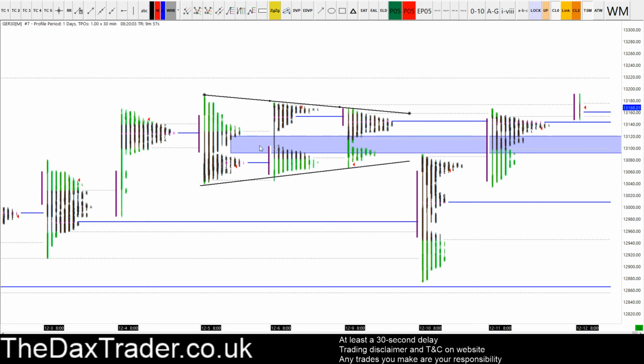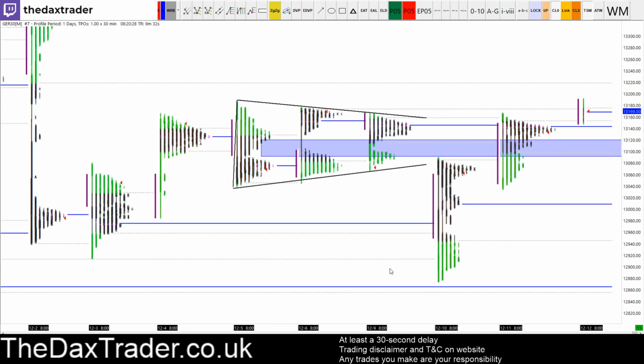But once we had this compression here and we broke out of that compression, often what you can do when you see these particular situations is measure the base. That will be the distance between these two. You can extend that, break, target. It actually overshot that target, but it's an easy way to create something.